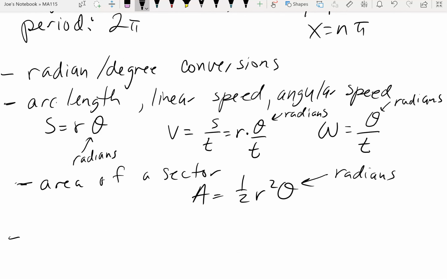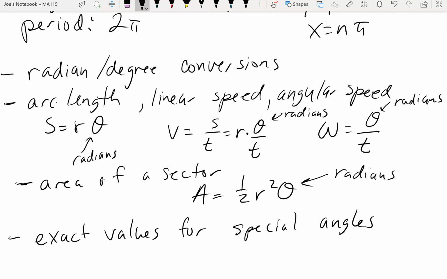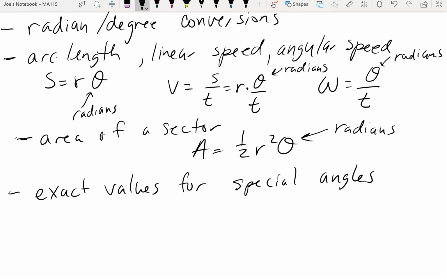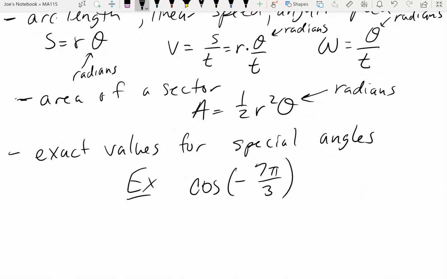We also talked about exact values for, I'll call them special angles. So remember, what I mean by this is, if I wanted to do, say, cosine of negative 7 pi over 3, what's the reference angle? Pi over 3, right? So if I think about the triangle, pi over 3 is what size? That's a 60, right?